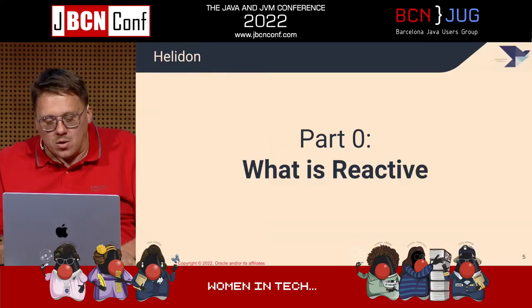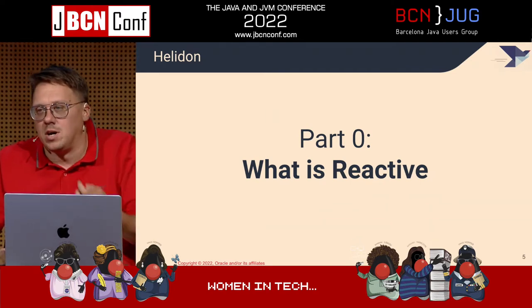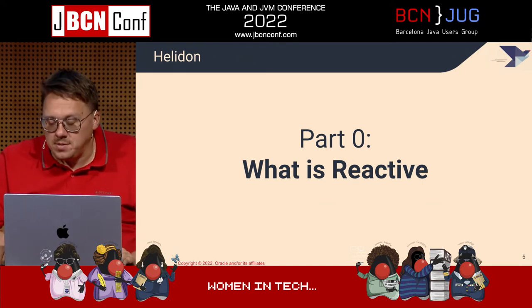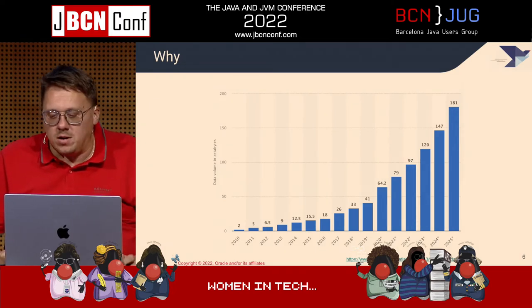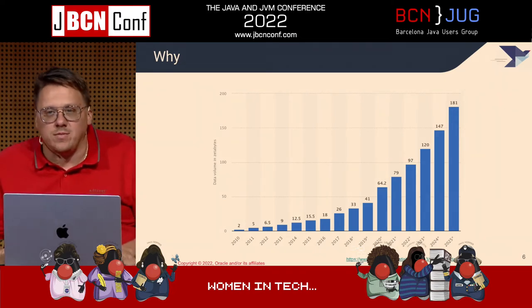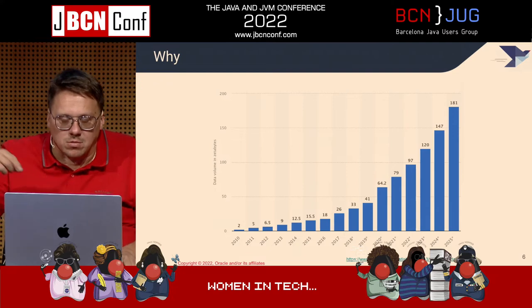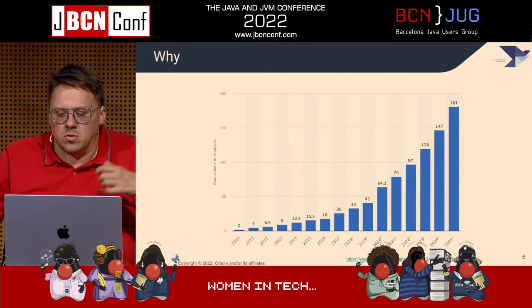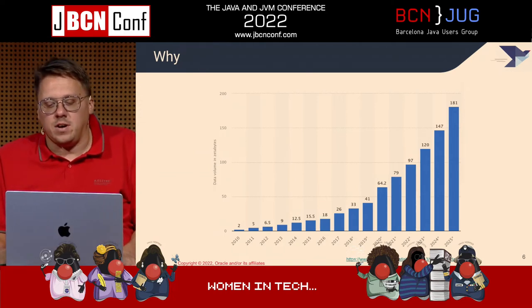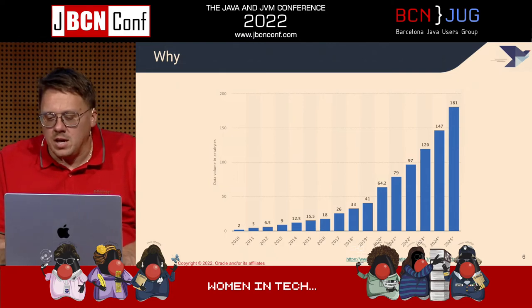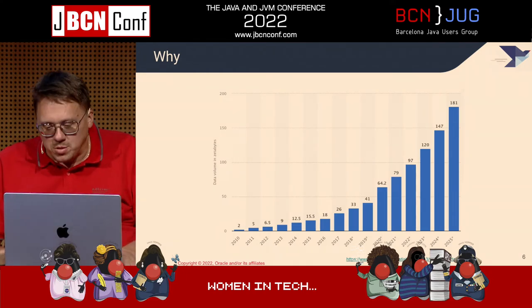Before actually jumping into Helidon and Reactive Helidon, I would like to remind you a little bit what Reactive is. There is a report about how much information we have to process each year, and you see it grows exponentially, and we expect it to keep growing exponentially. Since Moore's law is not what it used to be, we cannot handle all these big volumes of information coming, and that's why we started doing tricks to utilize as much as possible of the resources that we have.